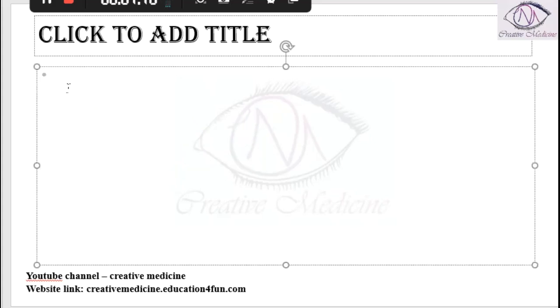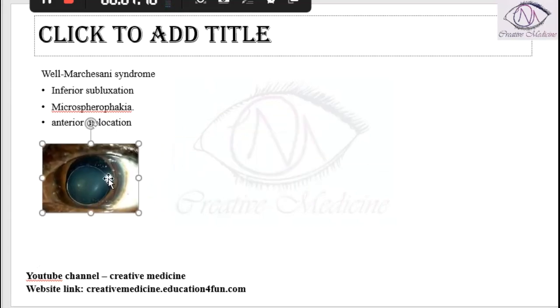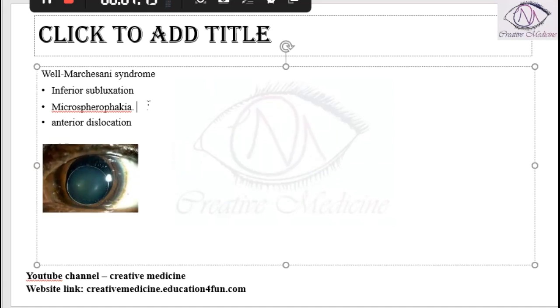Then one more thing is Weil-Marchesani syndrome. In Weil-Marchesani syndrome, subluxation of the lens is seen, with inferior subluxation of the lens, microspherophakia and anterior dislocation. Anterior dislocation of the lens will look something like this. This is the dislocation of the lens anteriorly. Inferior subluxation is also seen, and microspherophakia, a small and spherical lens, is seen.